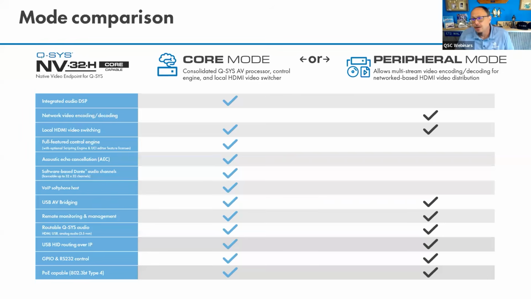So taking a look at a comparison side by side, you have the NV32H in core mode or in peripheral mode. The difference for core mode is that you have the ability to leverage the DSP that's in there. In core mode, it will not do network encoding and decoding. And then you have a full feature control engine. You have AEC, software-based Dante. You can add up to 32 channels of that. And VoIP soft phone host as well. You have a single VoIP instance. So those are some of the differences between the two.